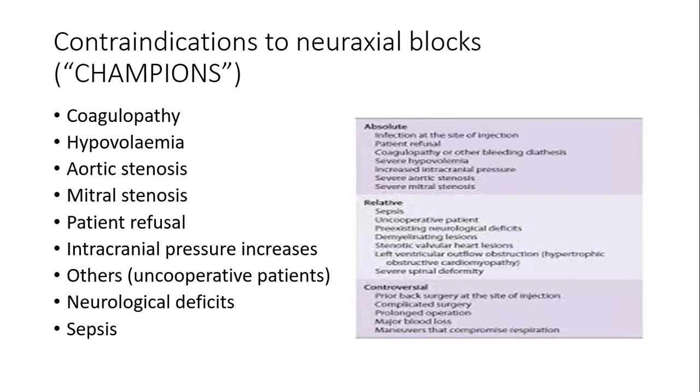Relative contraindications: sepsis, uncooperative patient, pre-existing neurological deficit, demyelinating lesions, stenotic valvular heart lesions, left ventricular flow obstruction, and severe spinal deformity, maybe because of technical difficulties. All right, some controversial contraindications: prior back surgery, complicated surgery, prolonged operation, major blood loss, maneuvers that can compromise respiration, since your patient is going to be awake and is not under controlled ventilatory support.